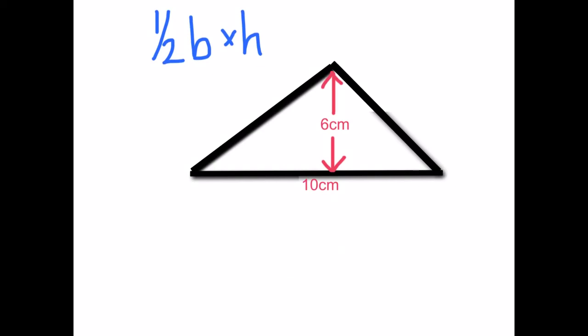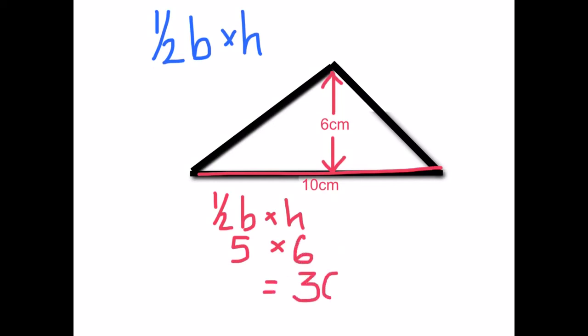Okay, so let's see how we get on with finding the area of the triangle. So our equation of half the base times the height, the base being 10 centimeters, half of that is 5. We can quite clearly see that our height in the triangle is 6 centimeters, so our area would be 30 centimeters squared. Because we're dealing with area, it is in squared measurements.